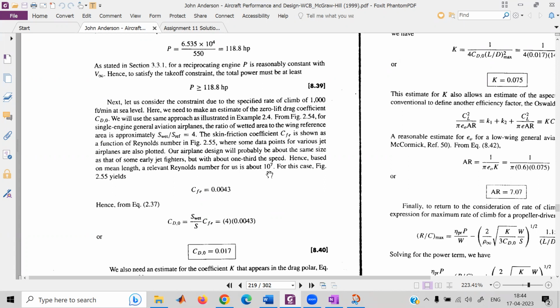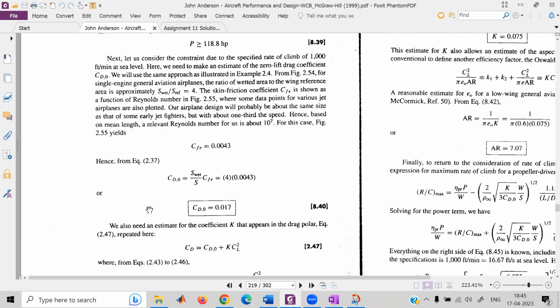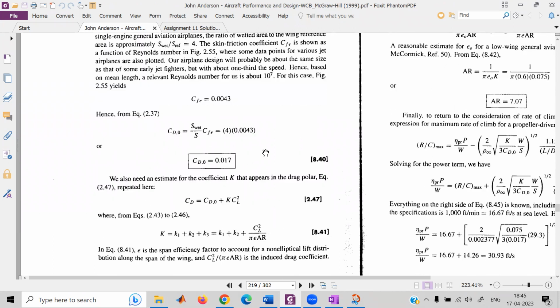Now, if you have a different design, then you will have a different length and different Reynolds number and a different skin friction coefficient. Based on this skin friction coefficient and the area ratio between the wetted and wing reference area, there is a relationship for CD naught. The equation is discussed in chapter 2 of this book, so you can refer to it. I don't really recall how it is derived, but I'm just giving you some sense. So CD naught is computed. What you have to remember is CD naught is driven by weighted area ratio and skin friction coefficient.